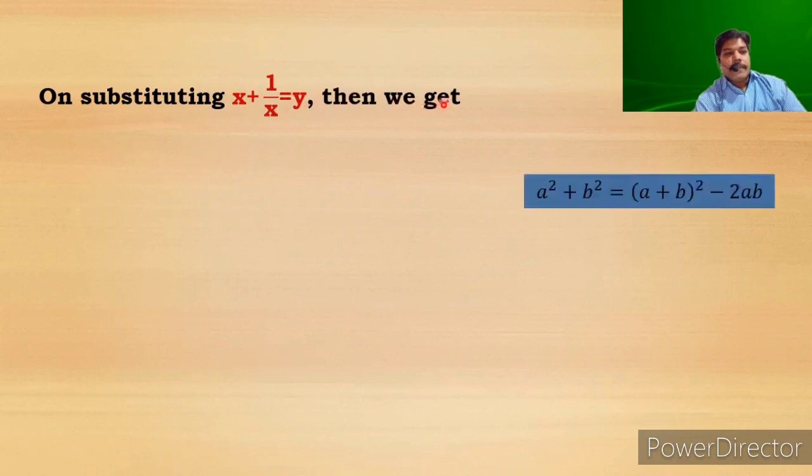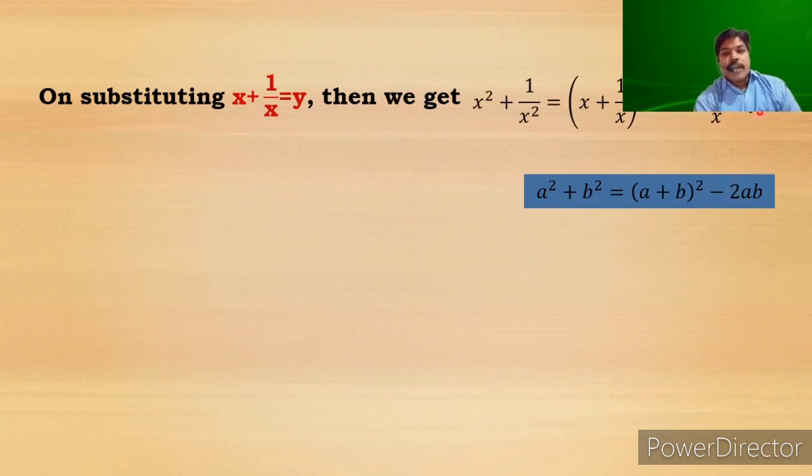Then we get the equation. First observe this one step. a square plus b square. What is the a square plus b square formula? It is a plus b whole square minus 2ab. Yes or no? So I am going to use the formula here.